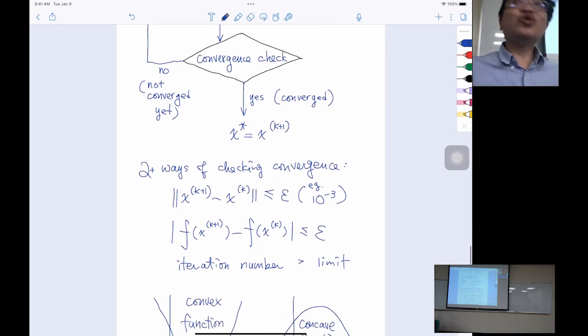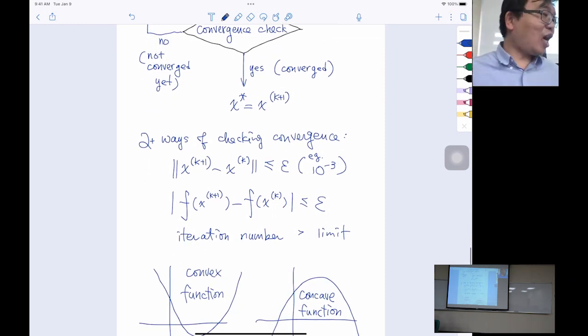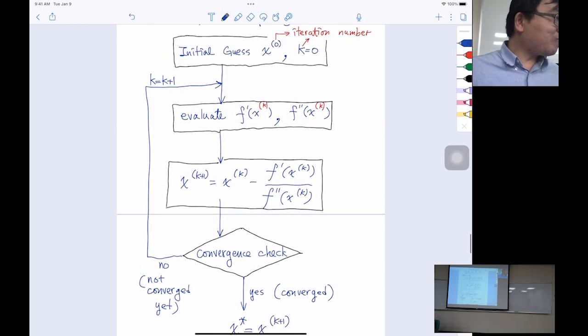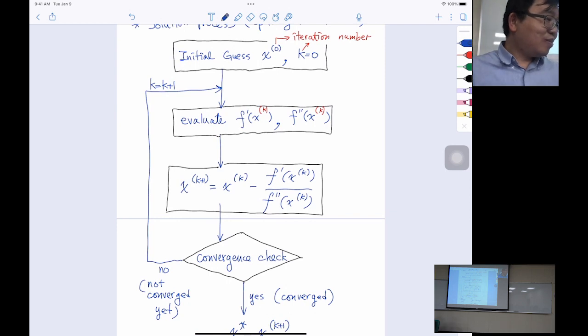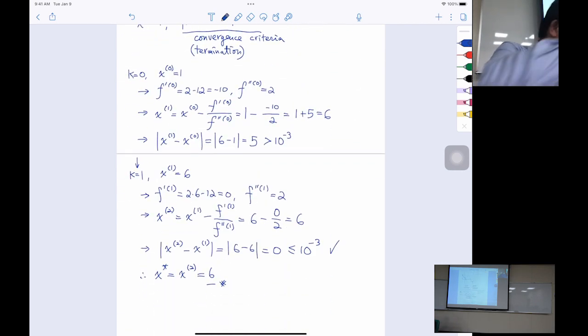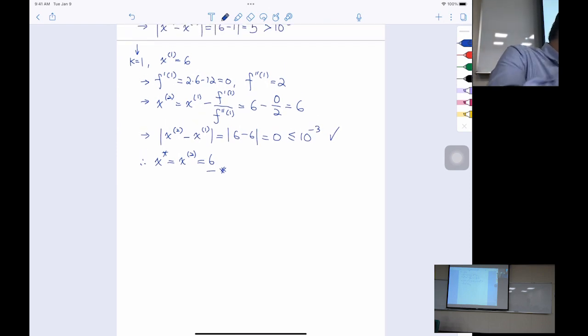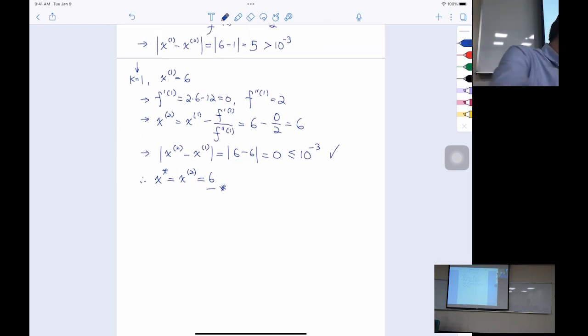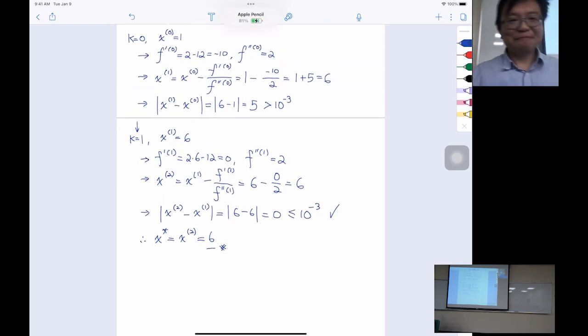Because we need to stop. We need to stop. So this procedure, let me give you another example, then you will see why we need a termination criteria. But for the other example, let me solve it in MATLAB. I'm becoming lazy.